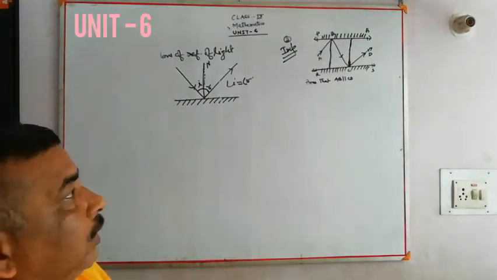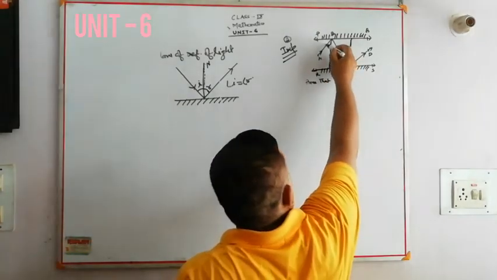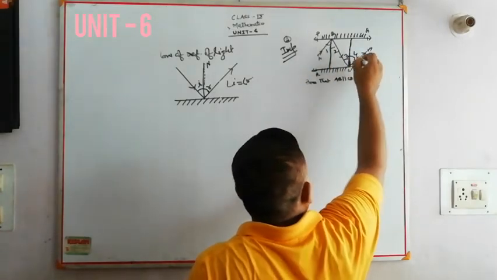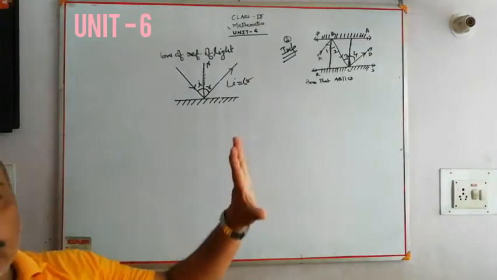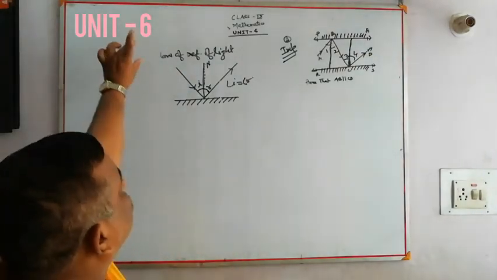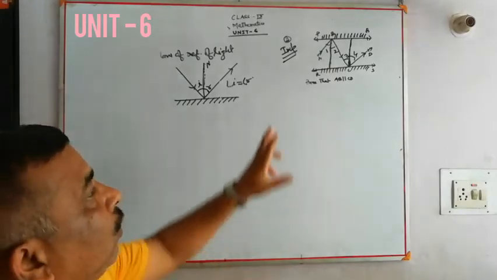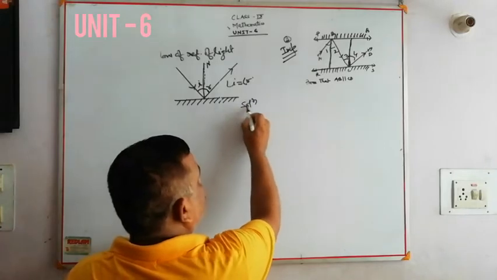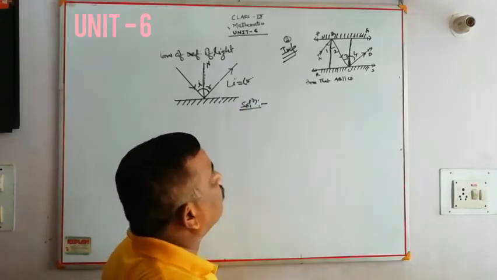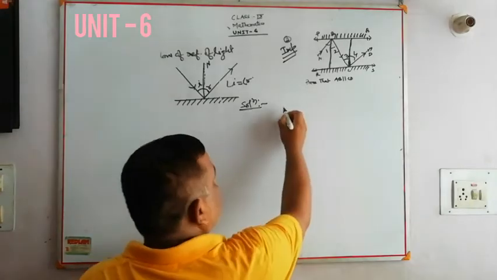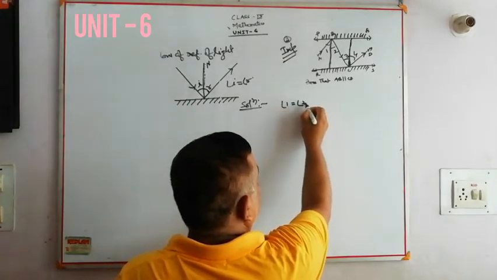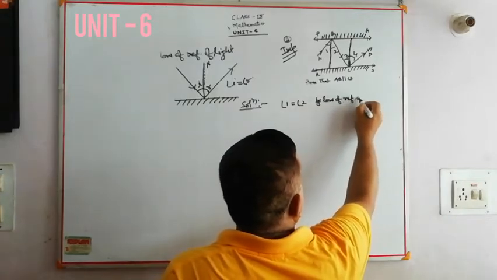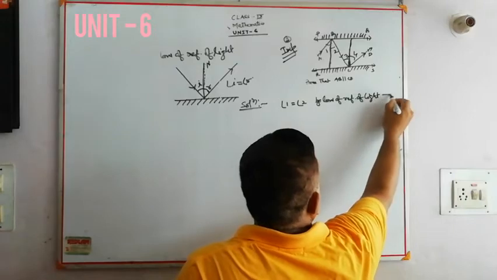That is the construction. Then I am numbering the angles: 1, 2, 3 and 4. You know about the law of reflection of light? Very simple formula, very simple solution. At point B, angle 1 is equal to angle 2 by the law of reflection of light. That is equation number 1.